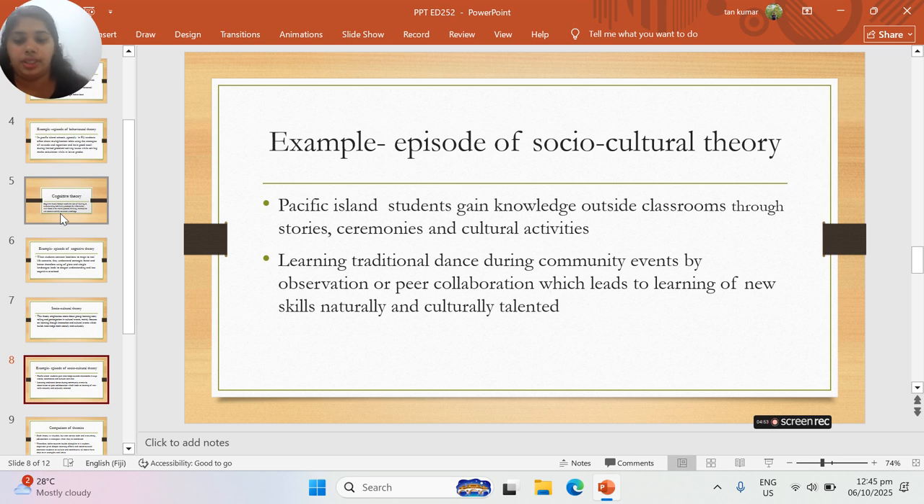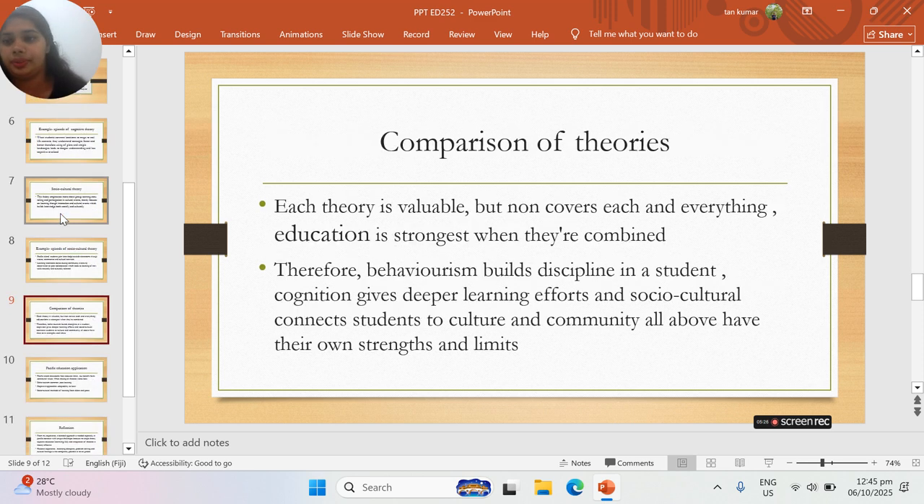It not only transfers skills but also strengthens cultural identity and belonging, and it allows learning to be both academic and cultural. Therefore, Pacific Island students gain knowledge outside the classroom through studies, ceremonies, and cultural activities. Learning traditional dance during community events through peer cooperation leads to learning new skills, culturally.